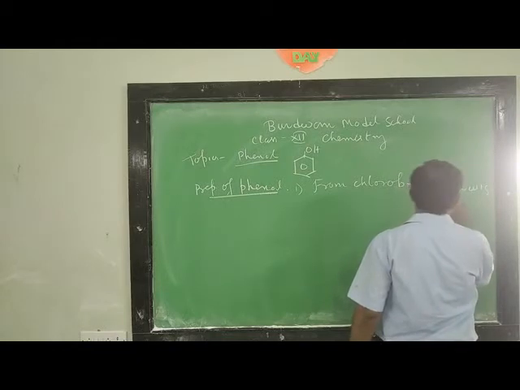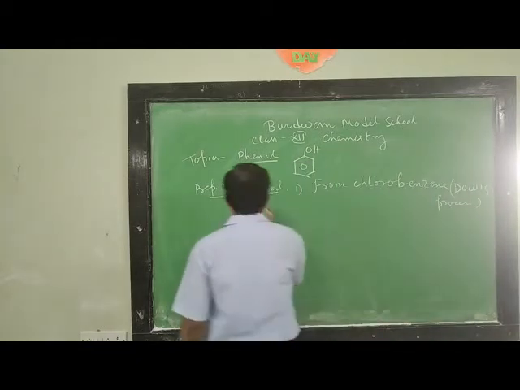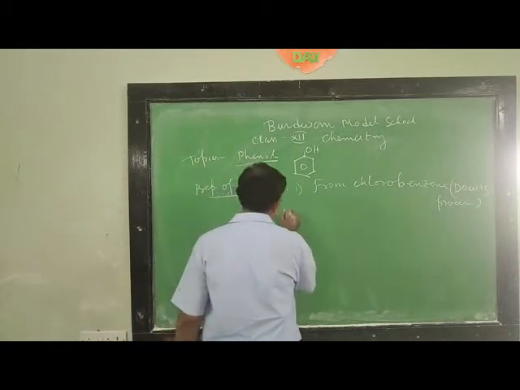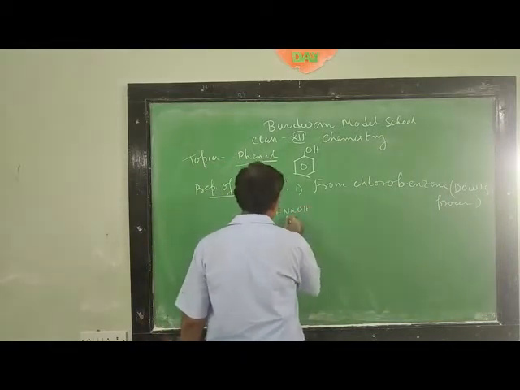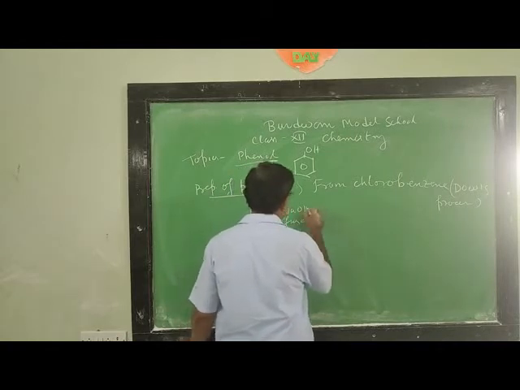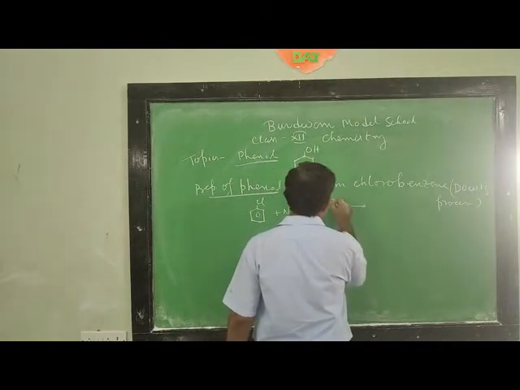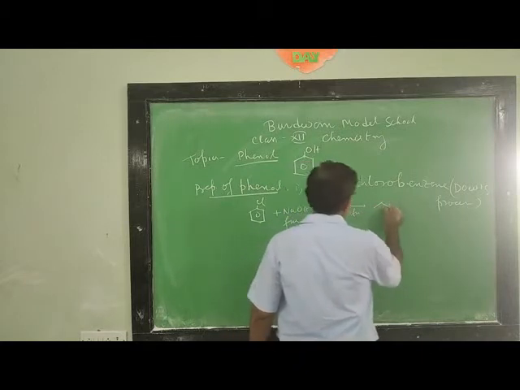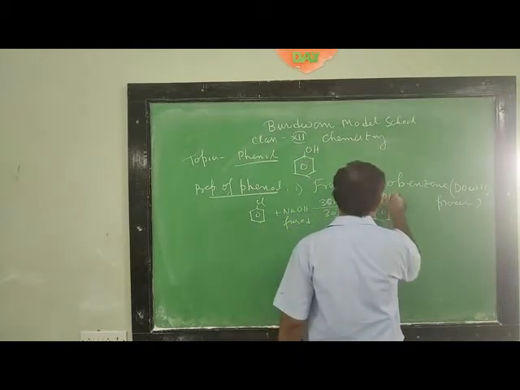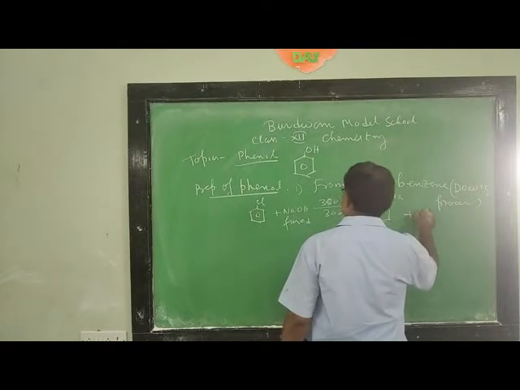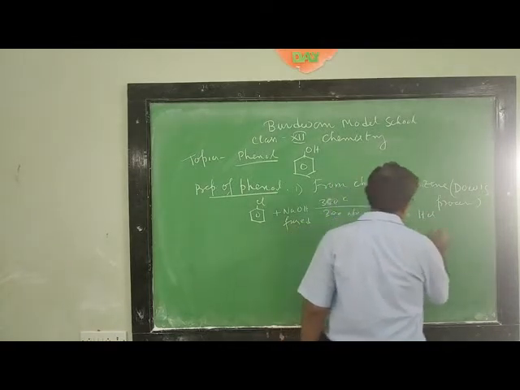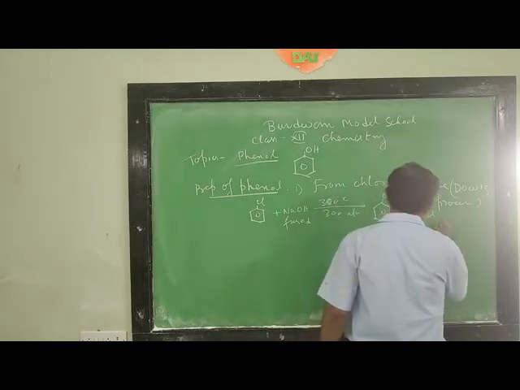Dow's process. In this method, chlorobenzene is treated with NaOH, sodium hydroxide, fused NaOH at 300 to 350 degree centigrade and 300 atm pressure to form sodium phenate. This sodium phenate on acidification with HCl gives phenol.